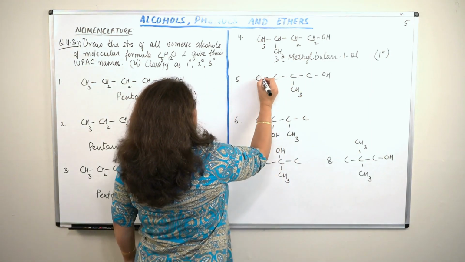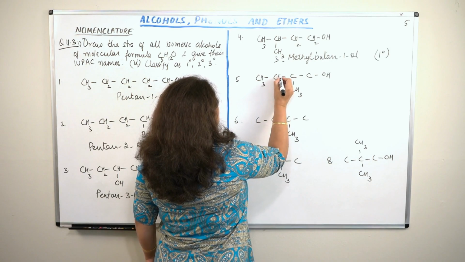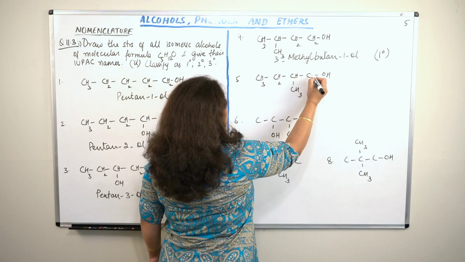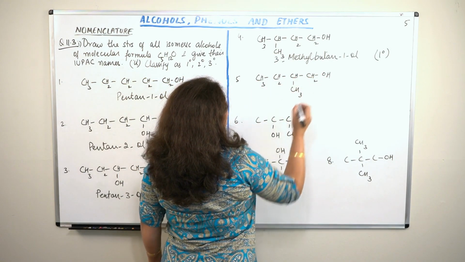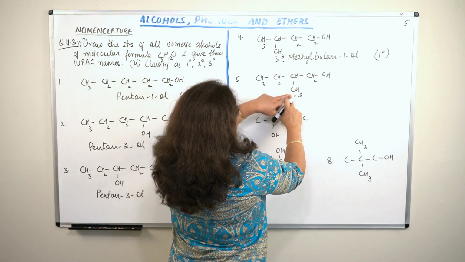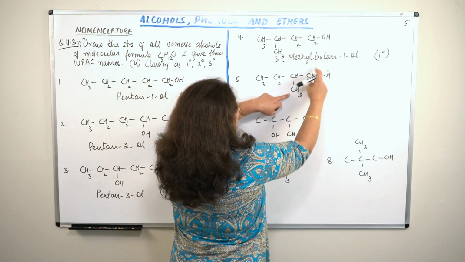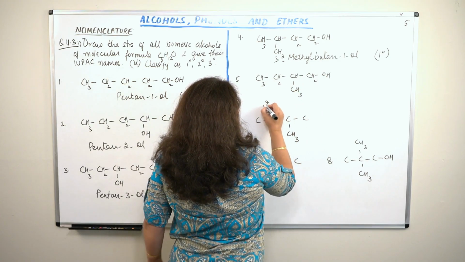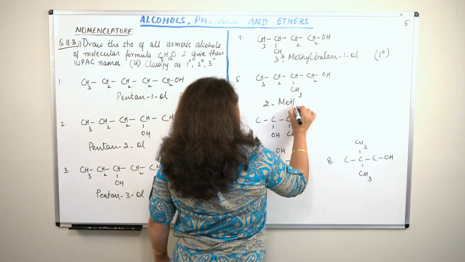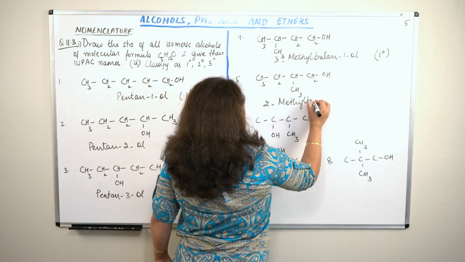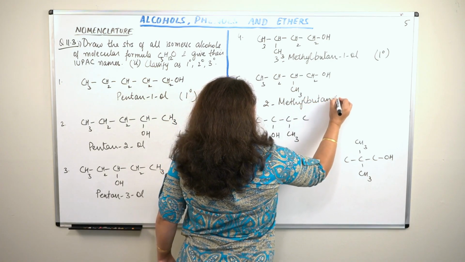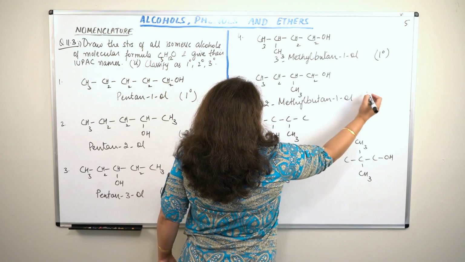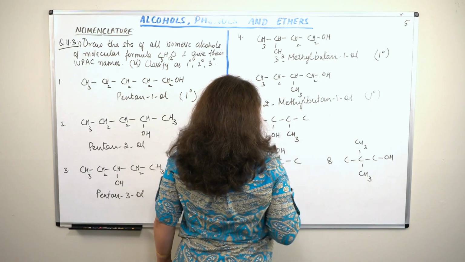Name this now. CH3, CH2, CH, CH2. This is also butanol, right? But the methyl is attached to 2. OH is on the first carbon, so methyl is on the second carbon. So it is 2-methylbutane-1-ol. And this is also primary.